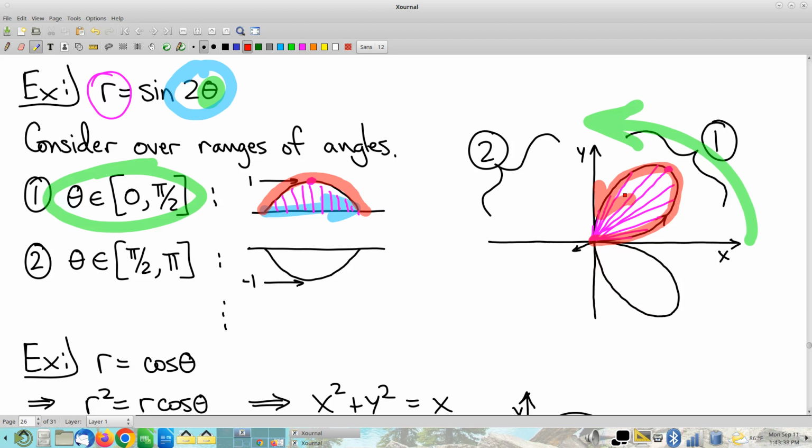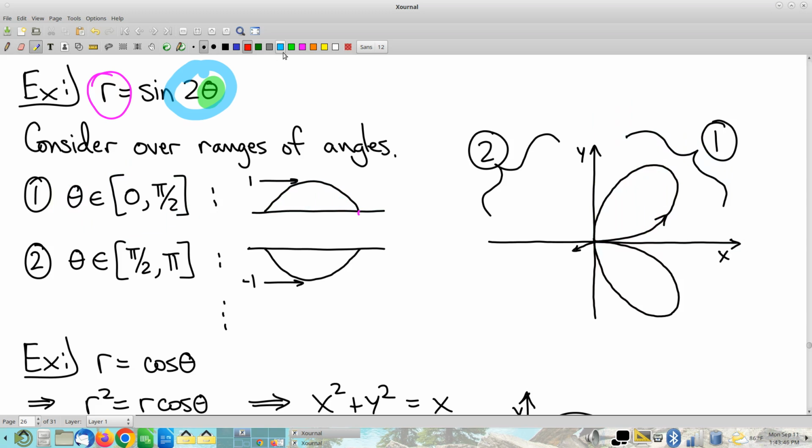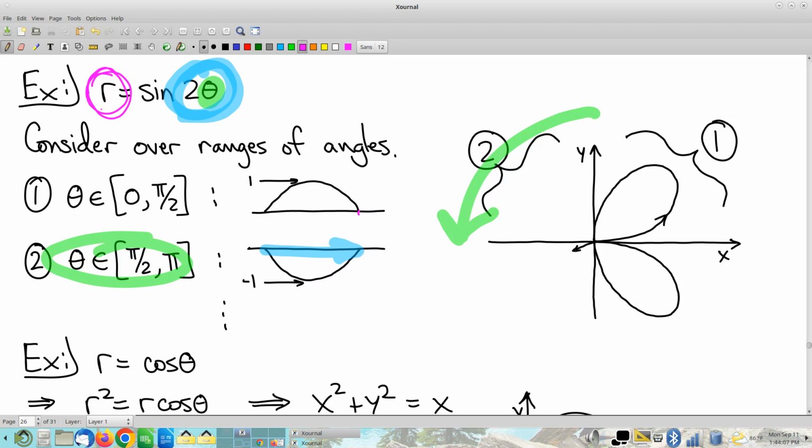Let's look at the next range of values. What happens as theta now goes from pi over 2 to pi? Well, keep in mind, that's what theta is doing. That is not what the argument of sine is doing. The argument of sine is going from pi to 2 pi, for which values r, namely sine of that argument, is going to start at 0 and then go all the way down to -1 and then proceed back up to 0.